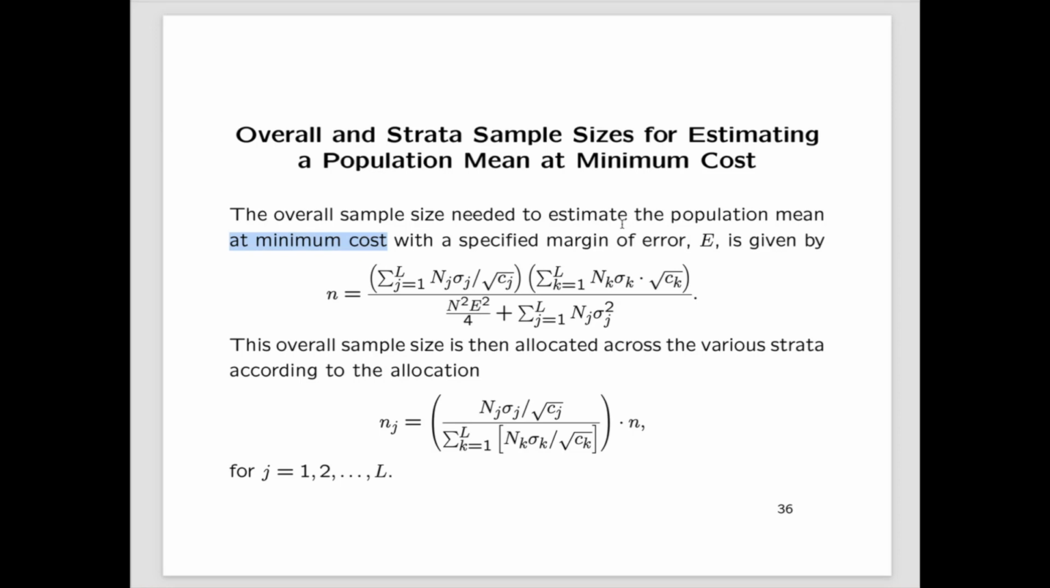Okay, so again, what we're doing here, we want to estimate mu. That estimate is denoted by mu hat. We want the margin of error associated with mu hat to be no more than cap E, and we want to do this at minimum cost. Now, the overall sample size that will accomplish this is given by this expression here. And then once we have this, this overall sample size little n is allocated across the various strata according to the allocations given here. So n sub j would be equal to the overall sample size times this allocation ratio.